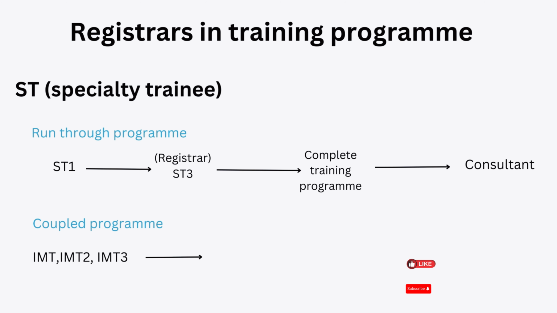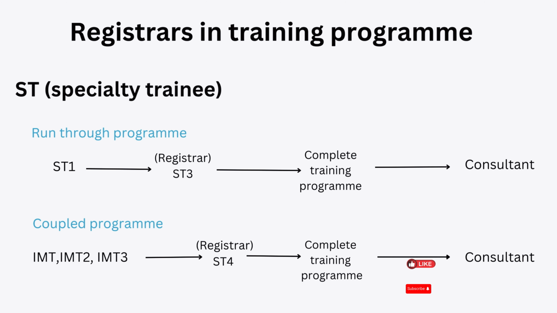If they go through the training program and they're in a coupled training program, which means that they apply for the first year and then after 3 years, they then apply for a subspecialty to continue their further training, then they are known as INTs in the initial SHO stage, which is INT1, INT2, INT3, and then they progress onto their ST role in the specialty training and become known as an ST.